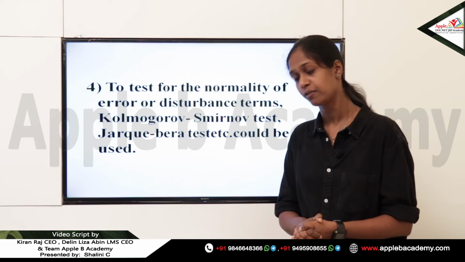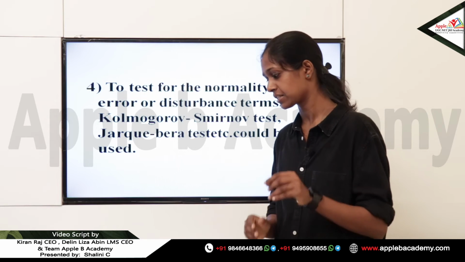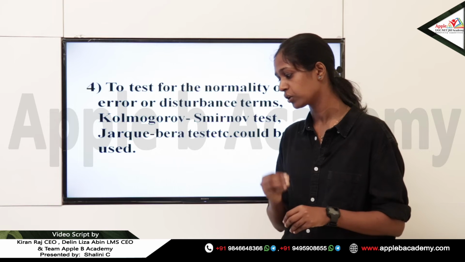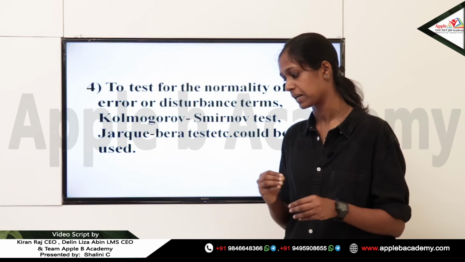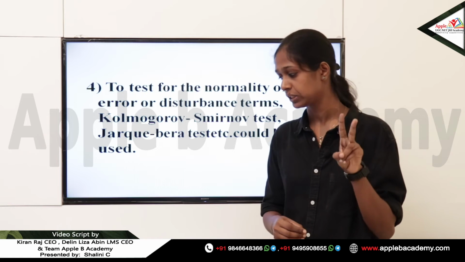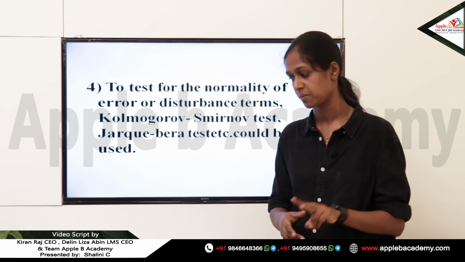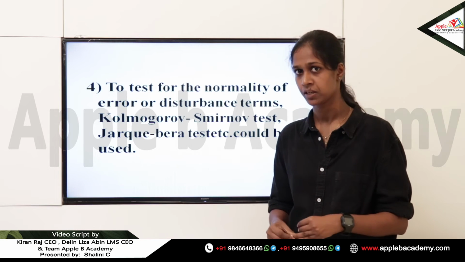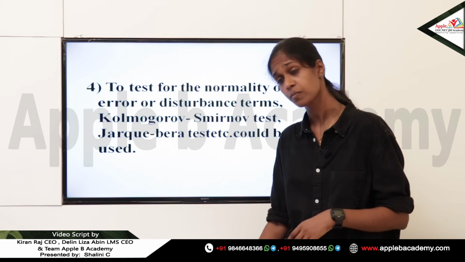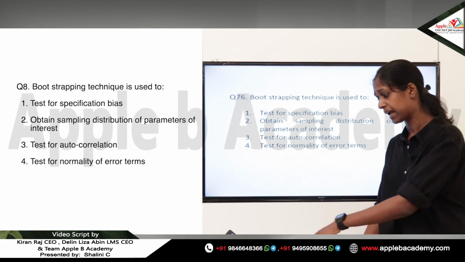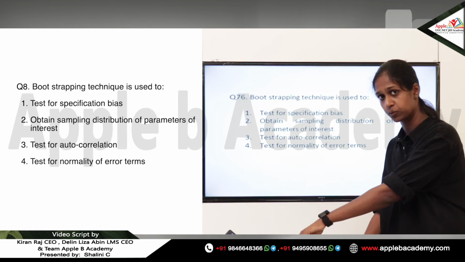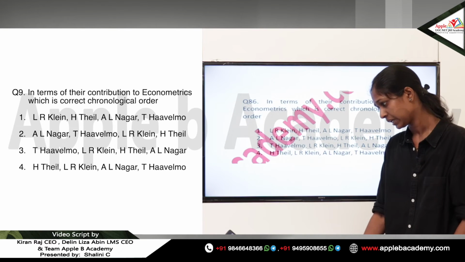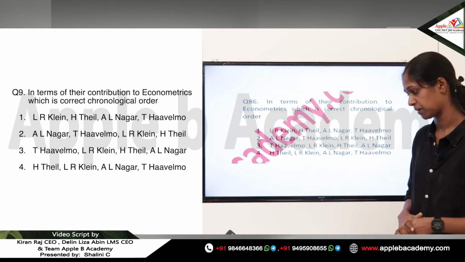Next, option 4 was normality. To test for the normality of error or disturbance terms, which test do we use? The Kolmogorov-Smirnov test or the Jarque-Bera test could be used. These are the two tests for normality of error or disturbance terms. So with that we have explained all the options under the bootstrapping technique. So that is clear. Now moving on to the last question that was asked in this question paper.